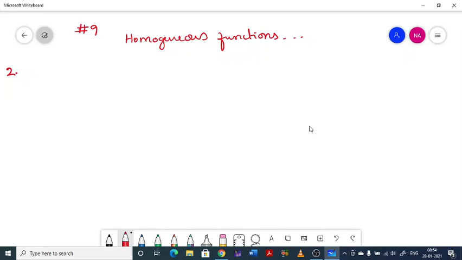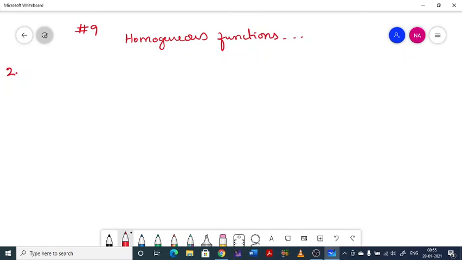I welcome all of you to class number 9 on homogeneous functions. In the previous class we discussed what we mean by a homogeneous function and Euler's theorem for homogeneous functions, and we solved problems on verification of Euler's theorem for the given functions. In this class we are going to discuss problems on homogeneous functions. Considering the previous problem as problem number 1, now I will start with problem number 2.